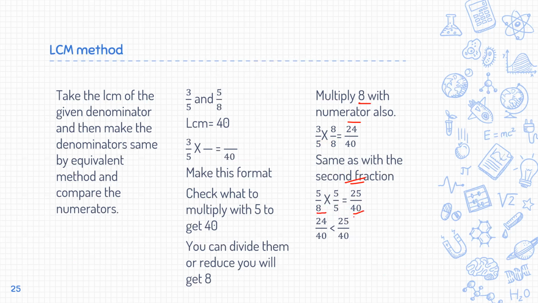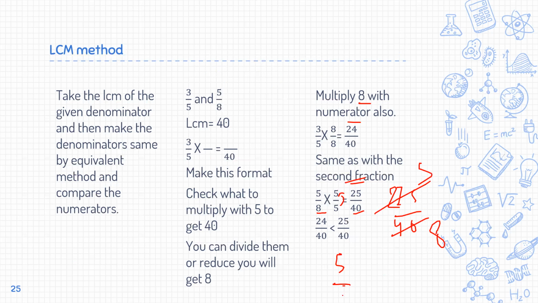Now what do we multiply with 8? You will get 40. You can multiply by 5. 8 5s are 40. And again this 5 with the numerator also, 5 5s are 25. And if you reduce this 25 upon 40, then what are you going to get? 25 upon 40, you can reduce it by the table of 5. You will get 5 upon 8.